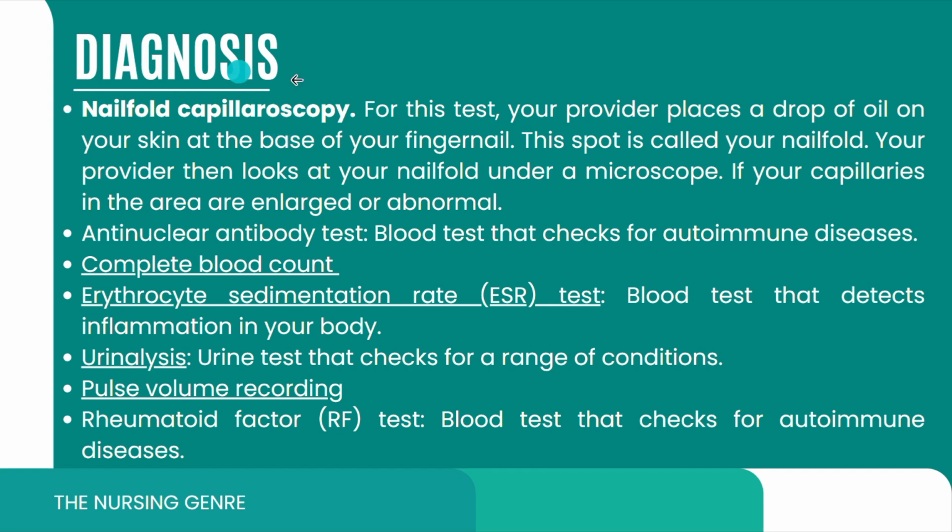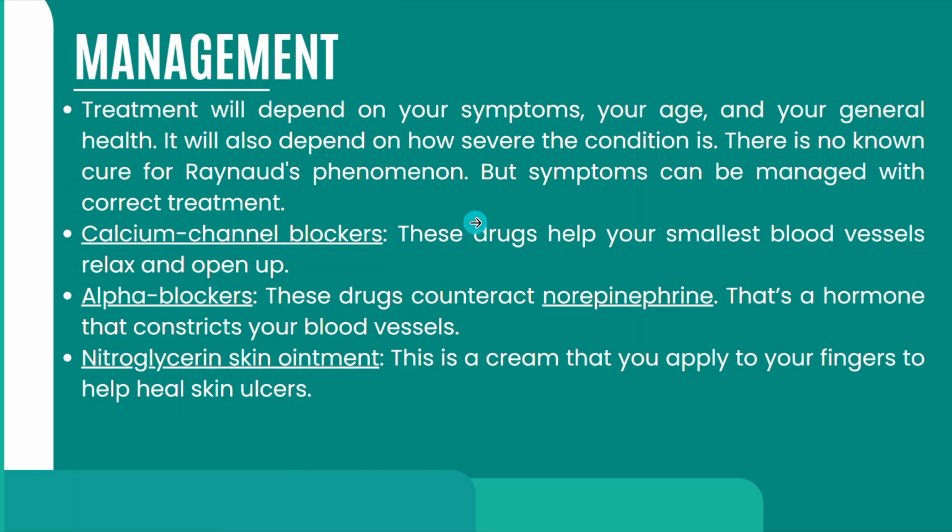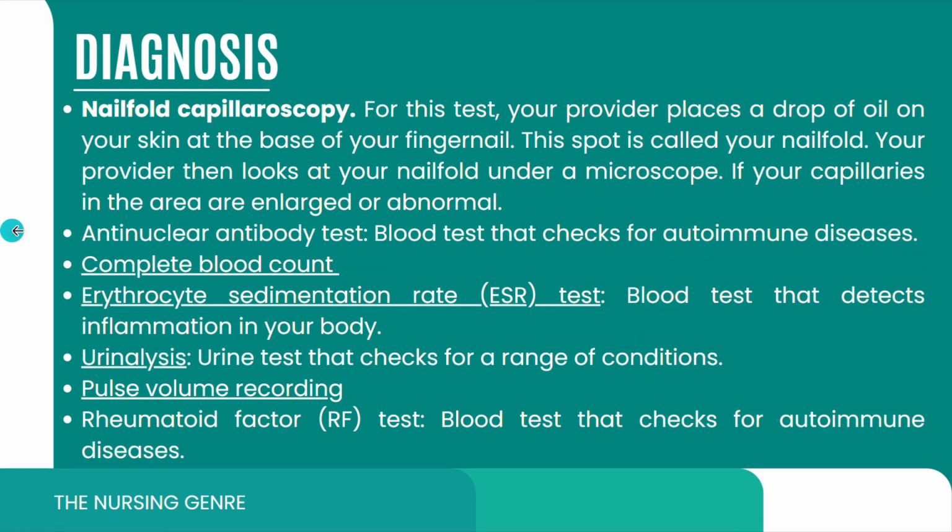order this test called nail fold capillaroscopy and also antinuclear antibody tests to check for autoimmune diseases, and also a complete blood count test, and an ESR test, erythrocyte sedimentation rate, to detect any inflammation in your body, and also urine analysis, pulse volume recording, and they may check rheumatoid factor for autoimmune diseases. These are the diagnostic evaluations.